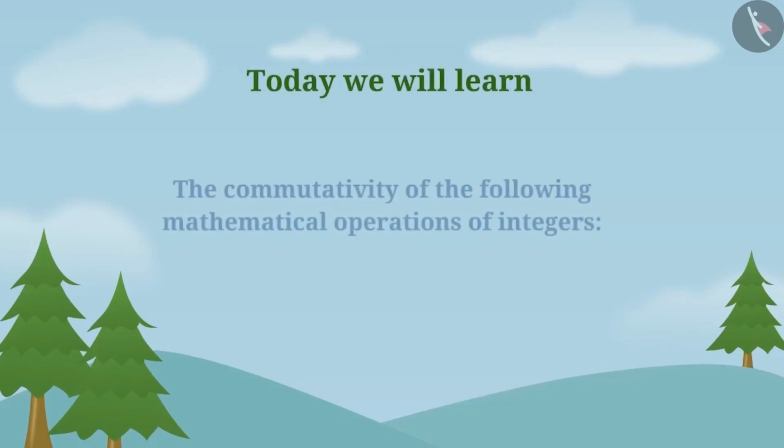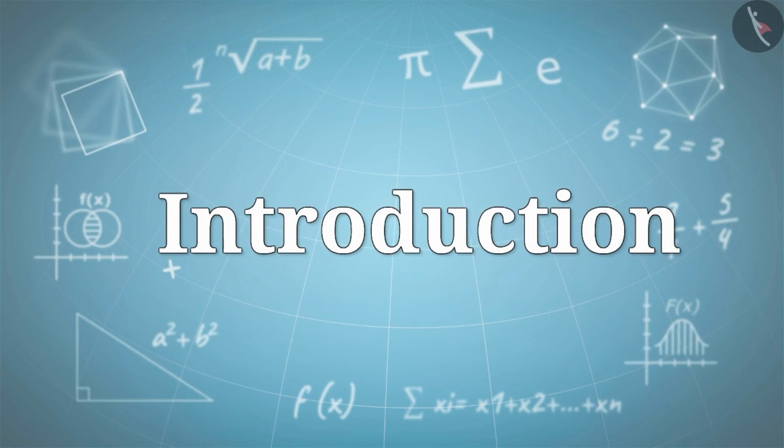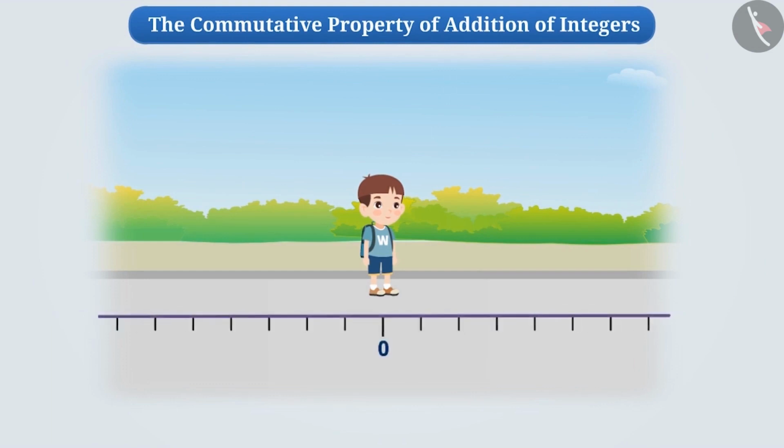Today we will learn the commutativity of the following mathematical operations of integers. See, Vipul is going somewhere. Let's express his current location by 0. Now let us represent the forward direction with the positive sign and the backward direction with the negative sign.